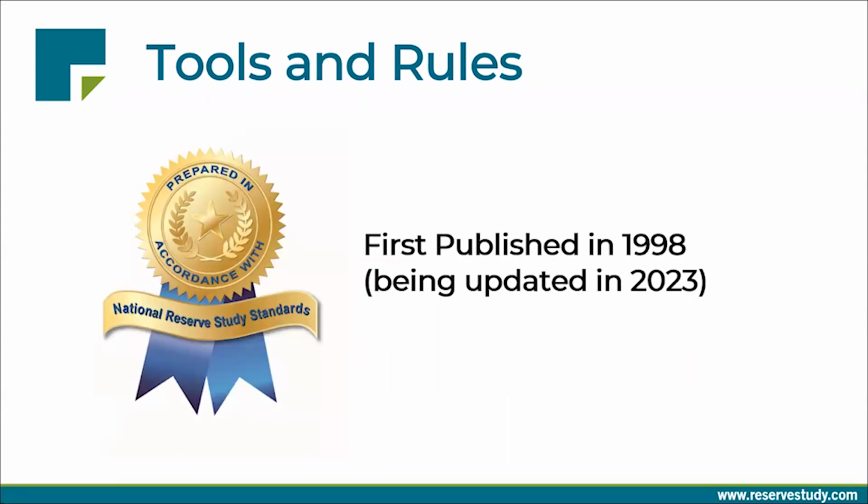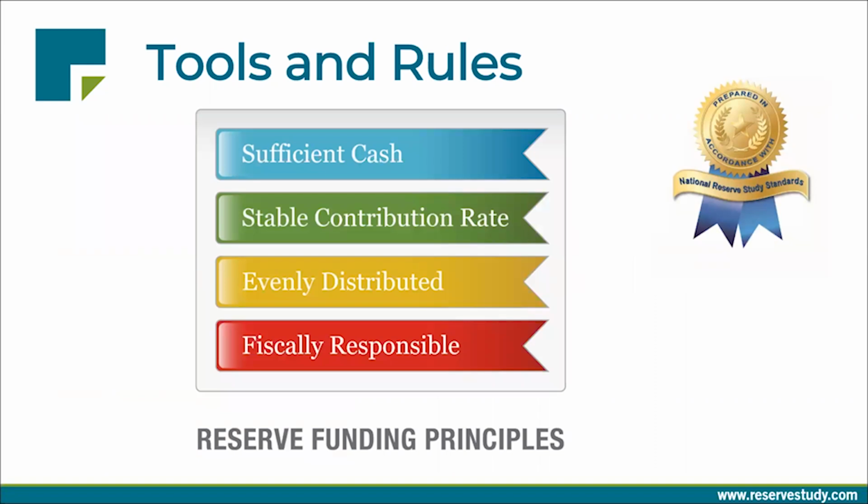Okay, then we get 2 more rule-type things. The official rules that we deal with here in the reserve study industry are National Reserve Study Standards. First published in 1998. They've been updated a couple times, and they are, again, currently in revision at this point in time. Should be republished in about a month, I understand. But what we're looking at is the reserve funding principles, according to the National Reserve Study Standards, are these 4 things. Having sufficient cash, having a stable contribution rate so you're not bumping things around with every painting project or roofing project or a pool project. It's evenly distributed and it's fiscally responsible.